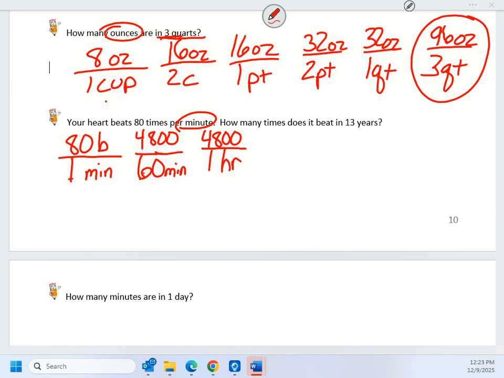Then you're right. Once I get to that hour, I want to get to 24 hours. So I'm multiplying by that 24. What's 4,800 times 24, Joe? 115,200. Now what? You convert it to 1 day. So it's still 115,200 beats in 1 day.